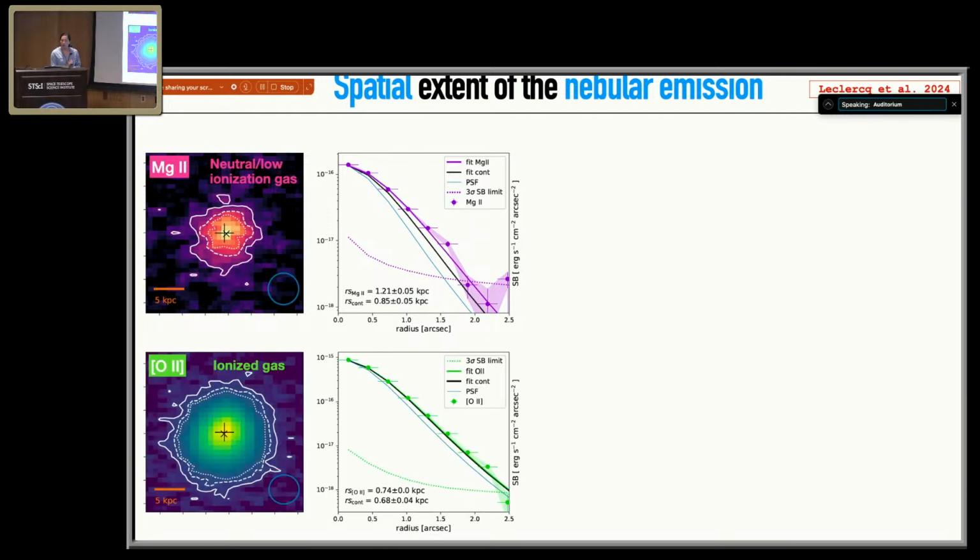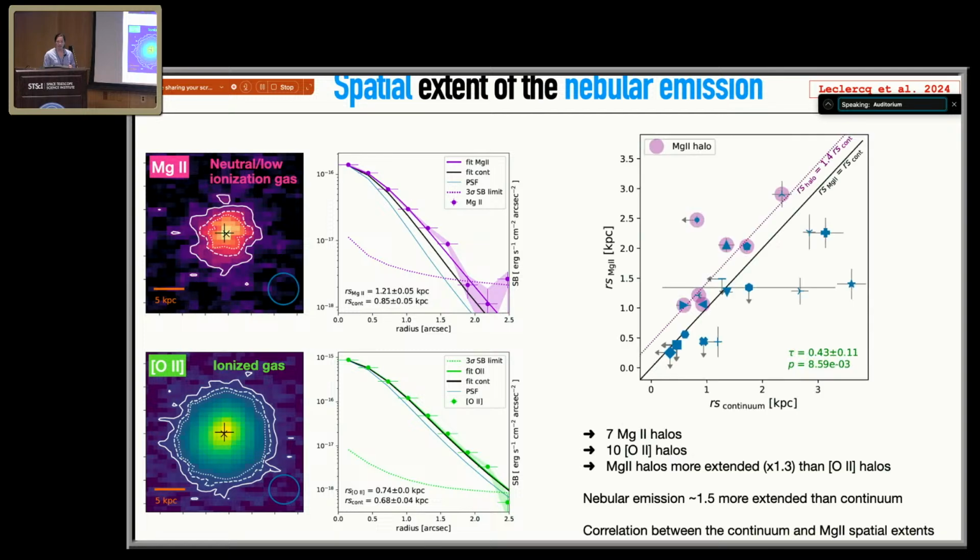We did the same for O II. In this case, the O II and continuum profiles follow each other pretty well. So it is a compact configuration, with no extended ionized gas around these objects. And we did that for the 22 galaxies.